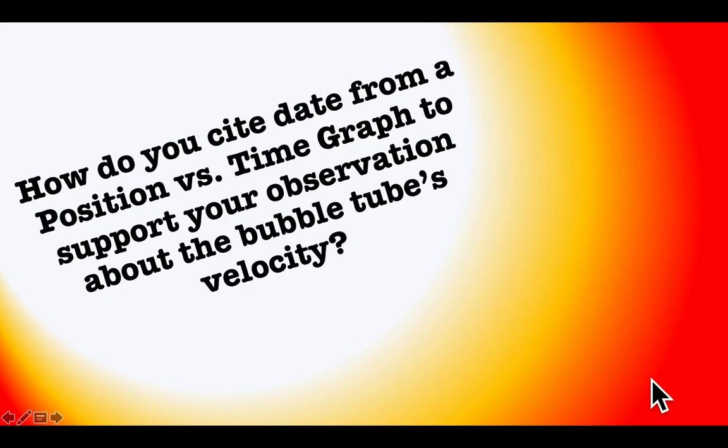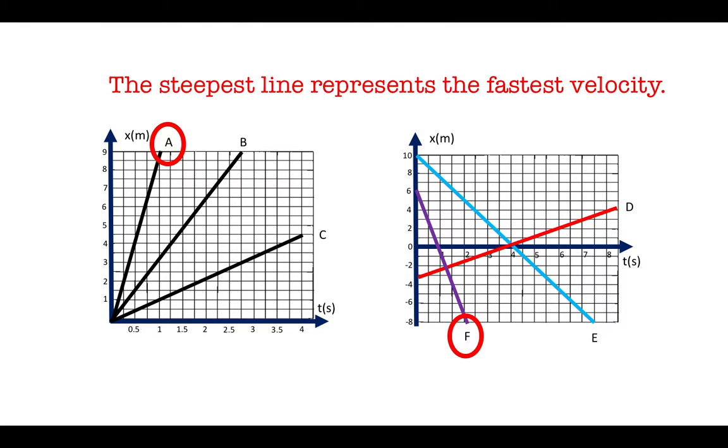To support you as you complete your Bubble Lab conclusion, this video cast tells you how to cite data from a position versus time graph to support an observation about the bubble tube's velocity. This can also be generalized to citing data off of any position time graph to back up what you believe you are able to conclude about velocity. So let's start with what we can tell from these two graphs.